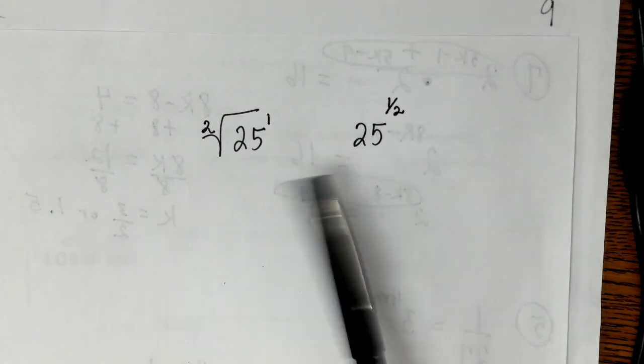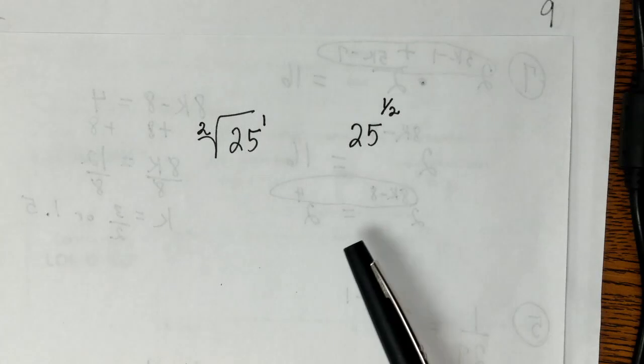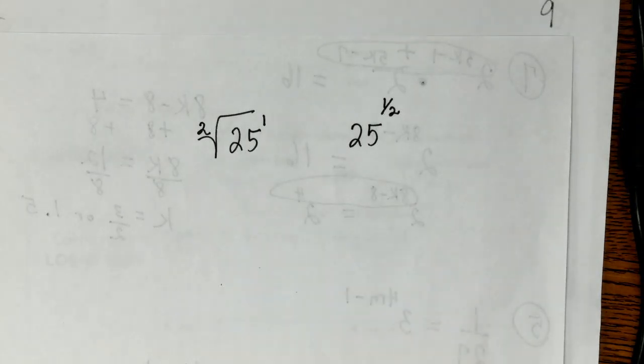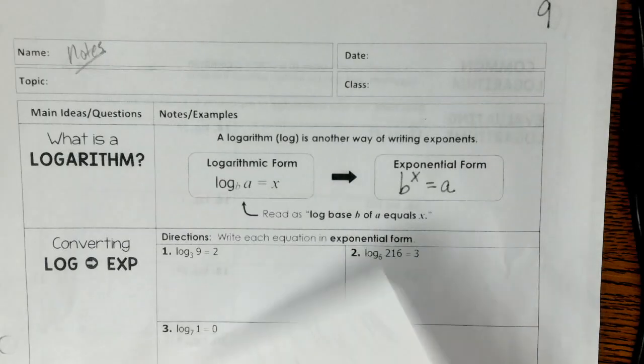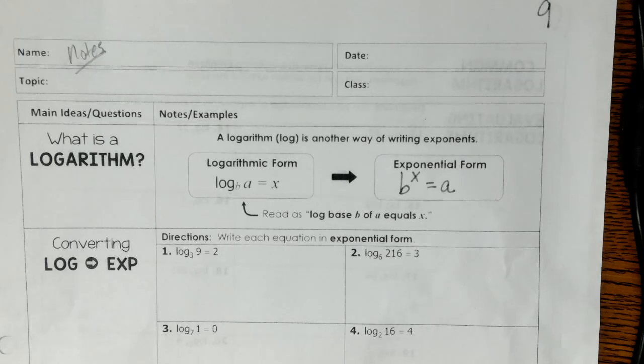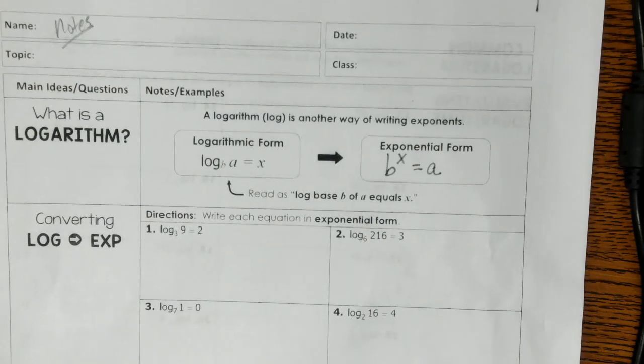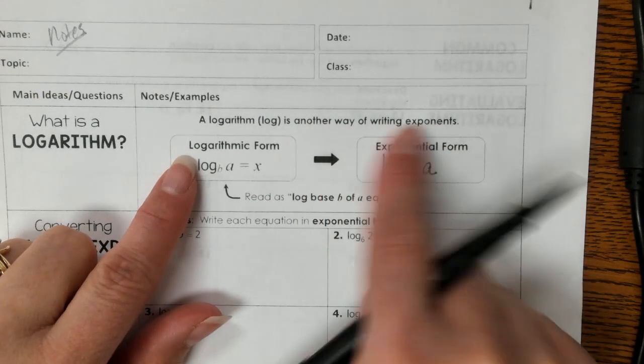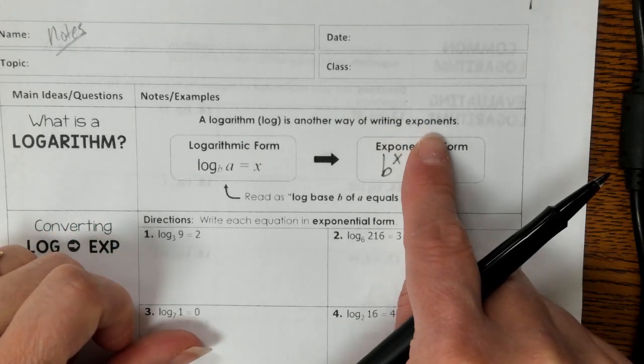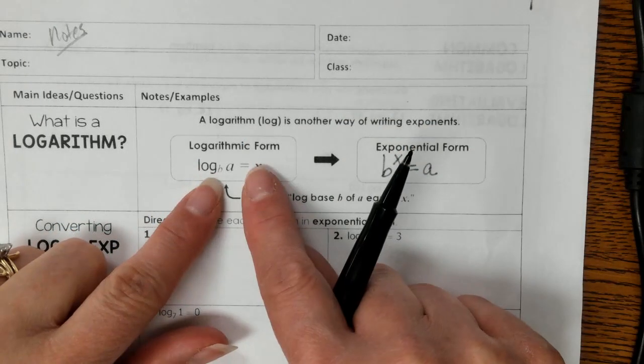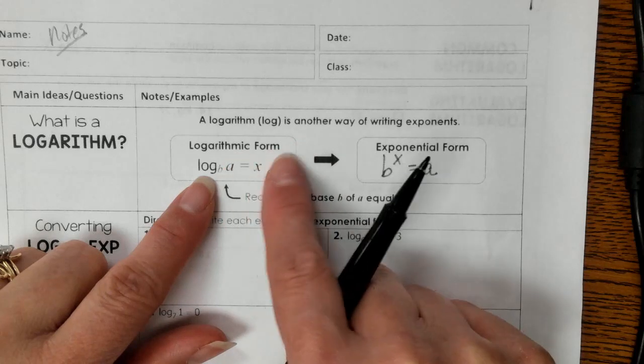But they meant the same math. And if you put them in the calculator, they give you 5. Both of them do. No matter what, they were the same. That's what they're going to be talking about, but we're doing it with something different. They're saying that it's just another way to write exponents. Now, to get us started, they give you the logarithmic form.